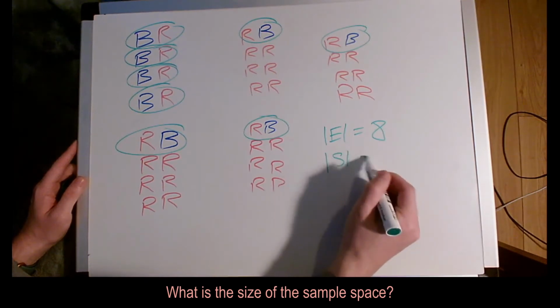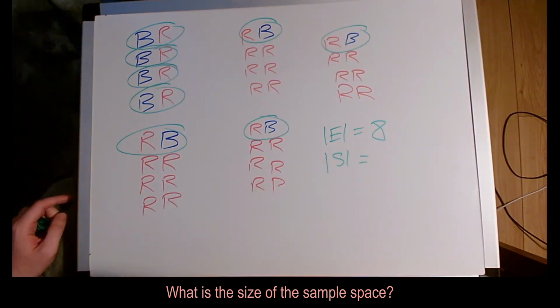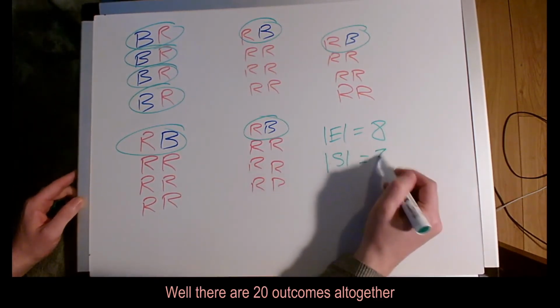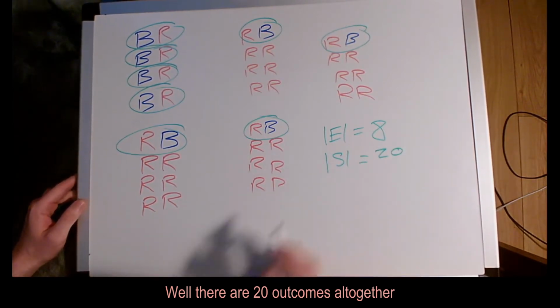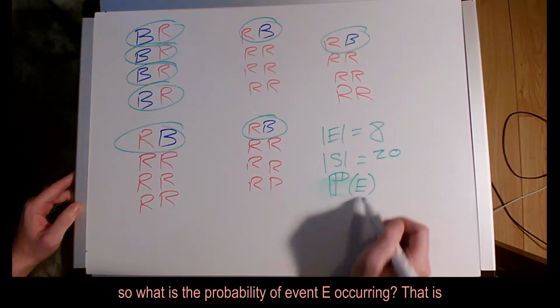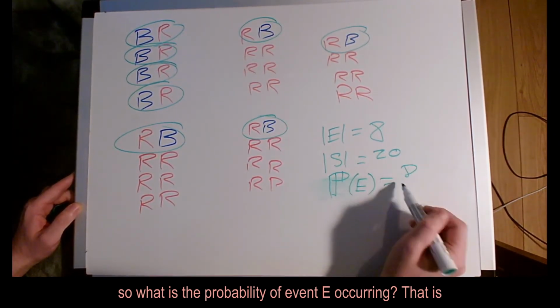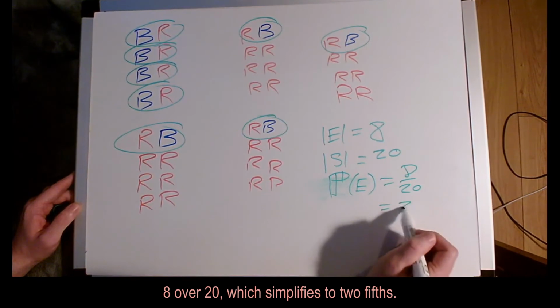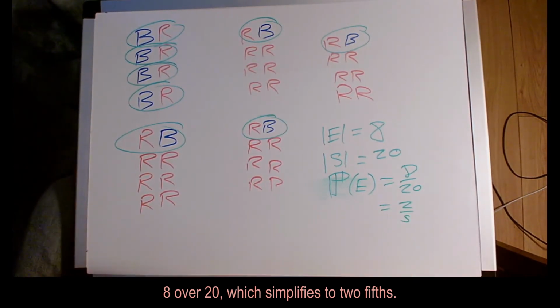What is the size of the sample space? Well, there are 20 outcomes altogether. So what is the probability of event E occurring? That is 8 over 20, which simplifies to 2/5.